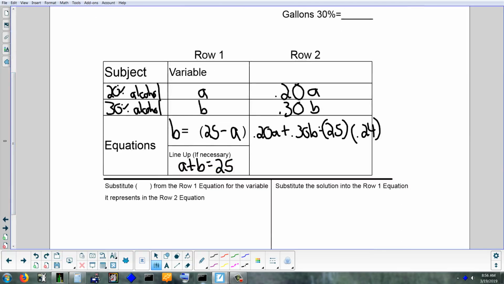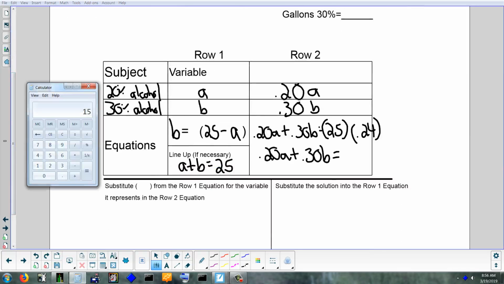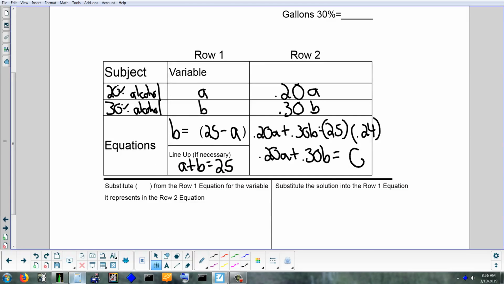I want to simplify this first. So 0.20A plus 0.30B equals, calculator, let's clear it. There we go. What is it? 25 times 0.24 is 6. Okay, so we got that.